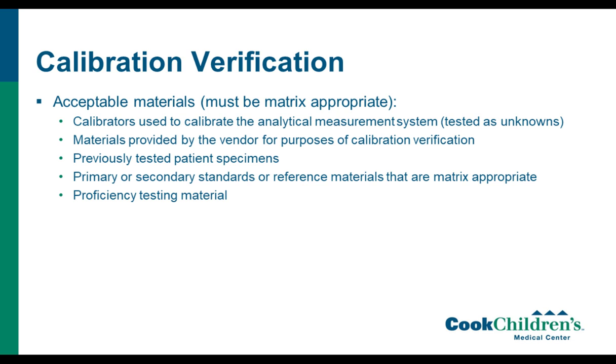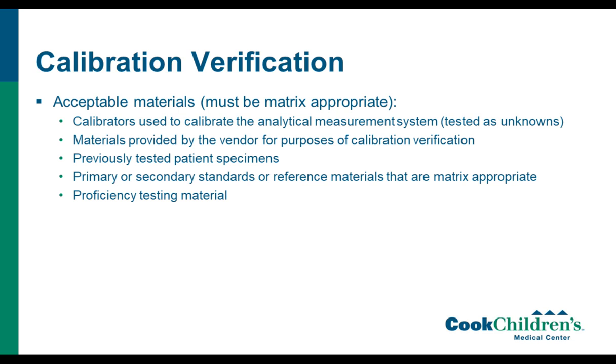For calibration verification, acceptable materials must be matrix appropriate. You can actually use the calibrators that you use to make your initial standard curve by running them as unknowns. You can use preferably a different lot number, but that doesn't always necessarily have to be the case.